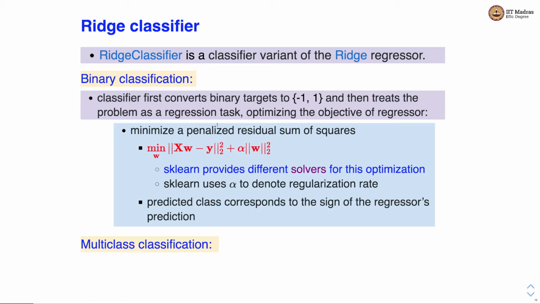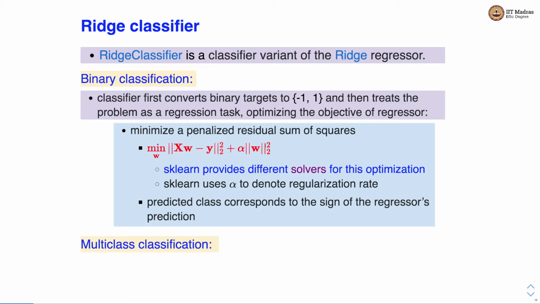So the Ridge classifier minimizes a penalized residual sum of squares. So this is the predicted label, this is the actual label, and we take square of the difference and we penalize it by, let's say, the second norm of the weight vector, which is scaled by alpha, which is the regularization rate, and we find out the weight vector W, which minimizes the whole expression.